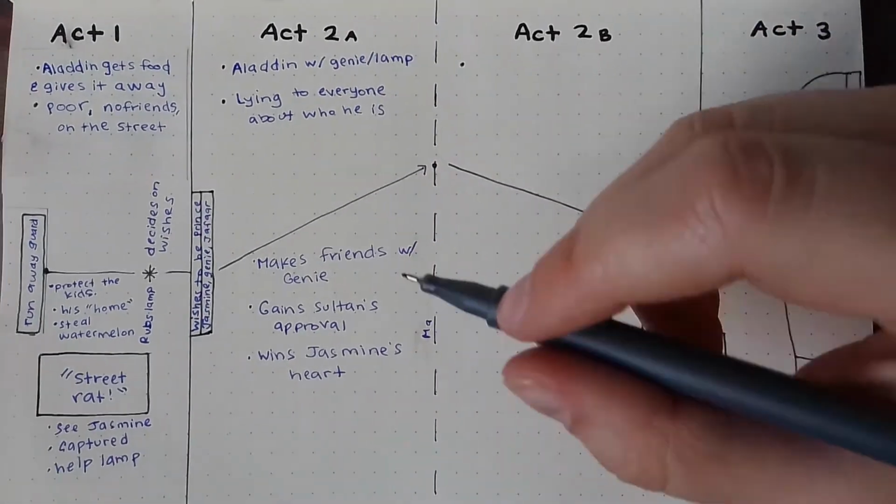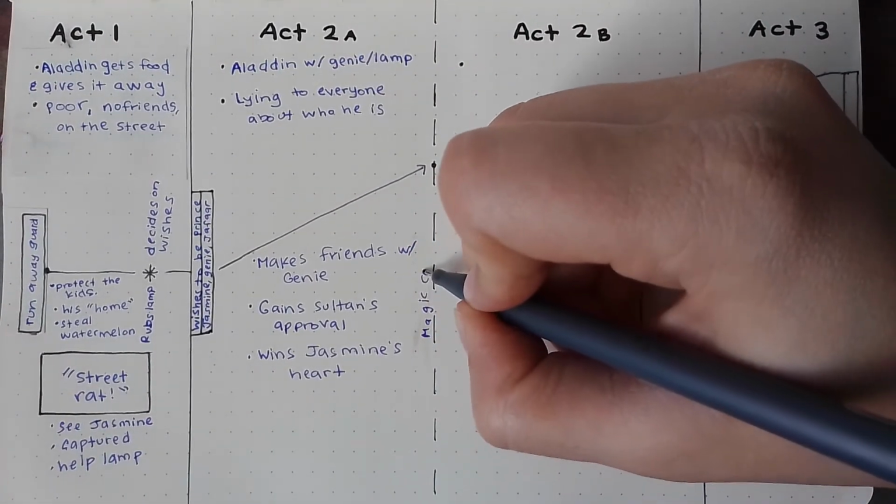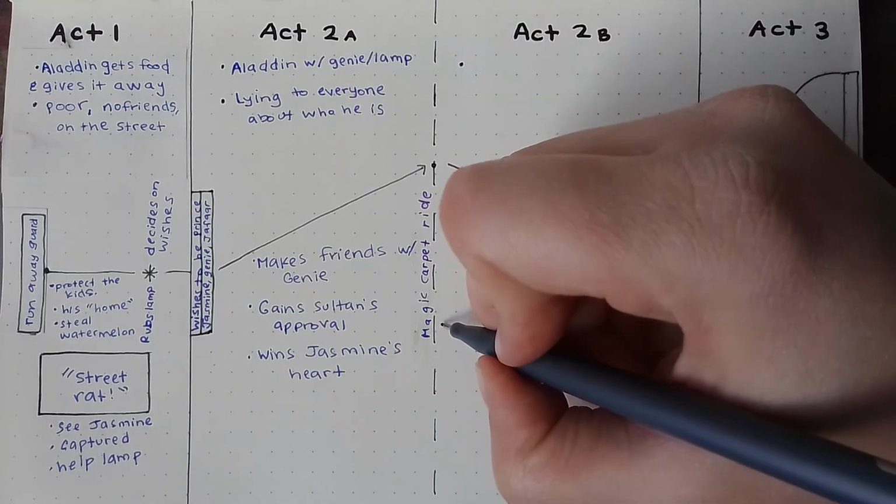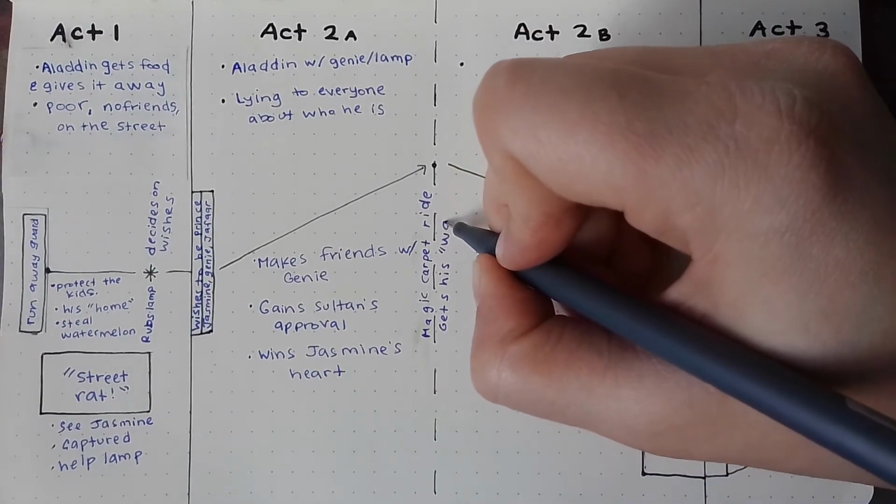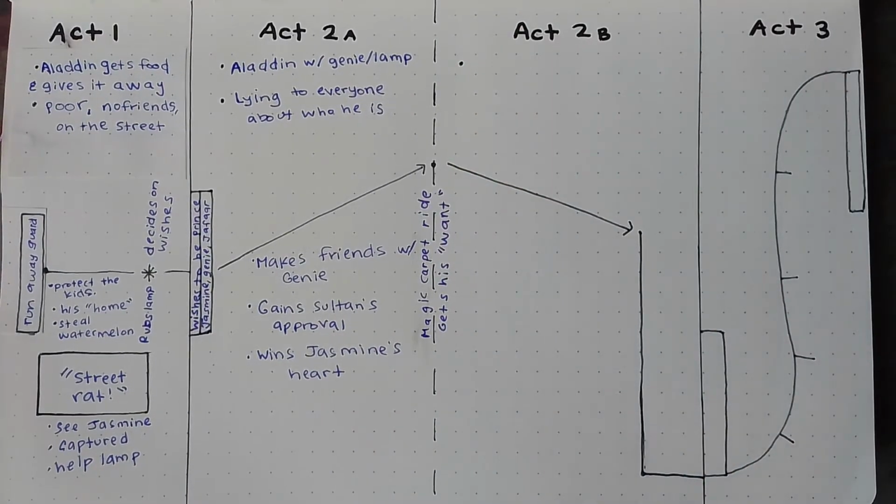However, I believe that the real false victory comes as he and Jasmine are on the magic carpet. There isn't a large stakes are raised, but there is a moment where Jasmine catches him in his lie and he tells an even bigger lie to cover it up. The rest of Act 2 is then spent raising up the stakes until the all is lost.